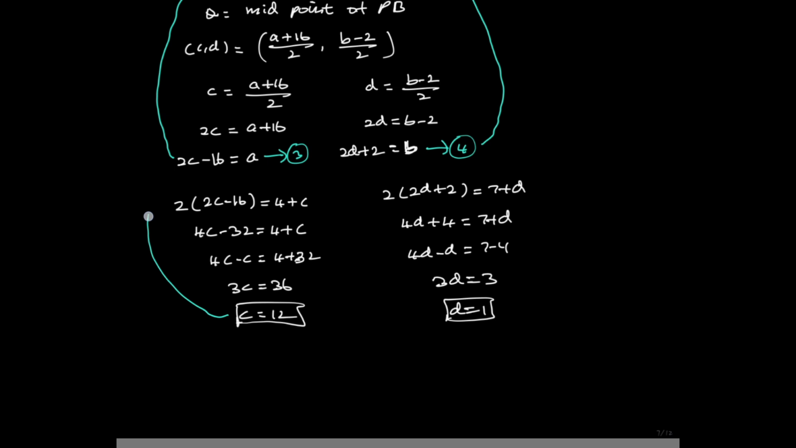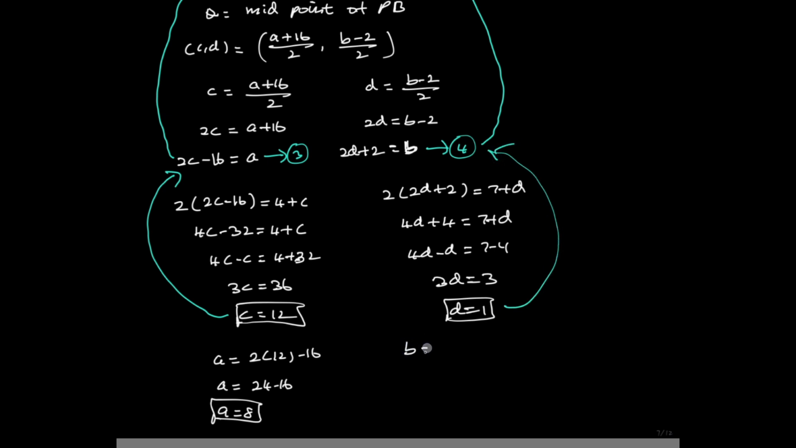Now substitute the c value in the third equation. So from the third equation, a equal to 2 into 12 minus 16. Just simplify this. So a equal to 24 minus 16, and the value is 8. So the value of a is 8. Now substitute the d value in the fourth equation. So b equal to 2 into 1 plus 2. 2 into 1 is 2, 2 plus 2 is 4. So the b value is 4.